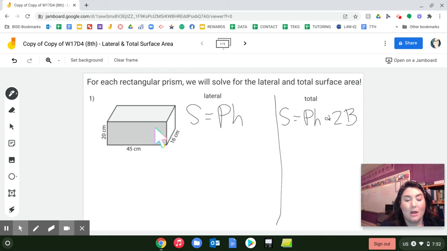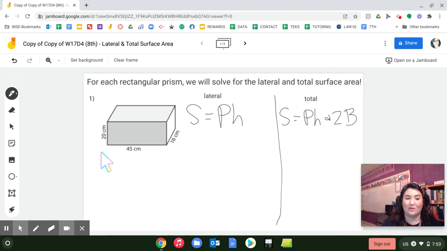So on a cylinder, your bases are circular, right? On a triangular prism, the base would be a triangle, and on a rectangular prism, your base is a rectangle. The only thing about a rectangular prism is that every face of that object is a rectangle. So we need to just decide what rectangle we want to call the base.